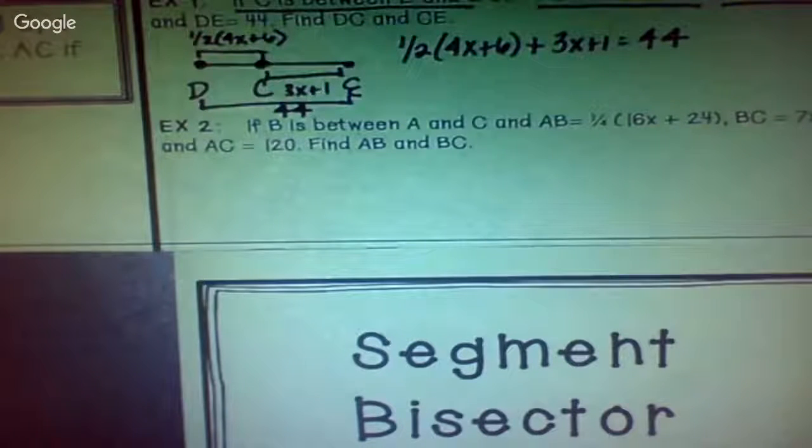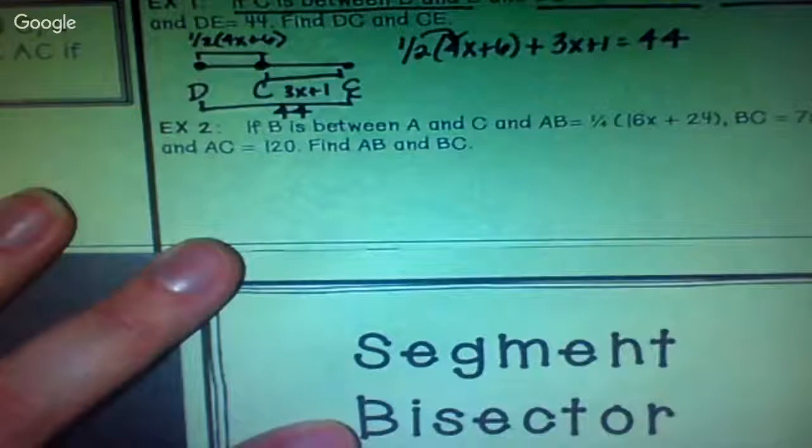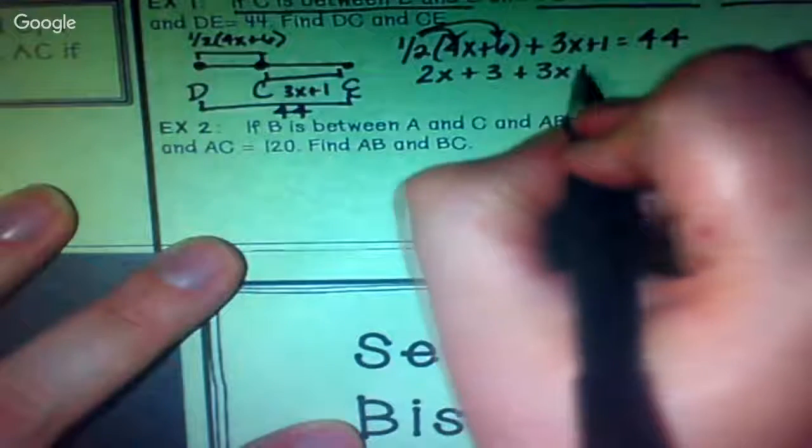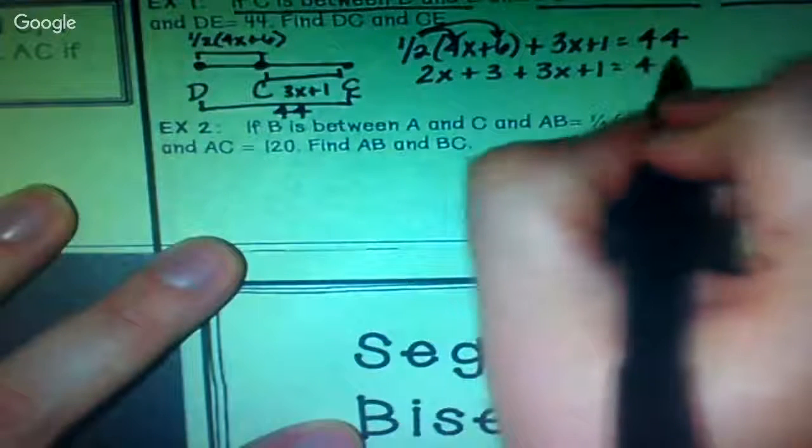Okay, so I need to solve this for x. Order of operations tells me I need to do what first? The parentheses. So what needs to happen? I need to distribute this 1/2. Okay, so I need to take half of 4x. Well, what's half of 4x? 2x. I also then need to take half of 6, which is 3. Okay, nothing else changes. So I still have 3x plus 1, and that's equal to 44.